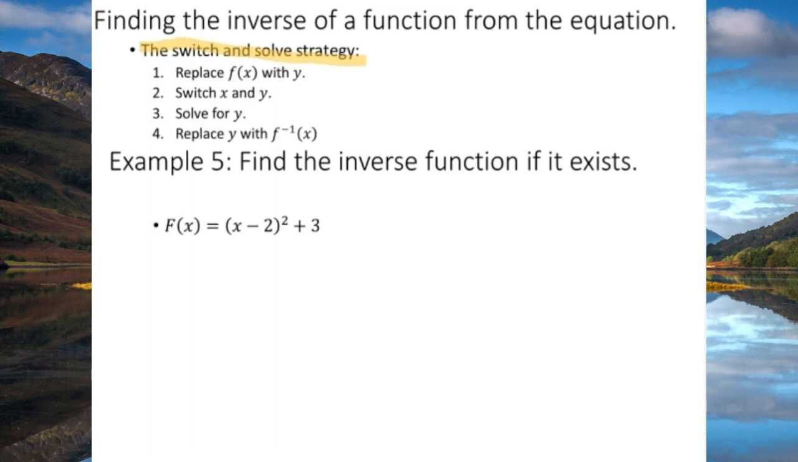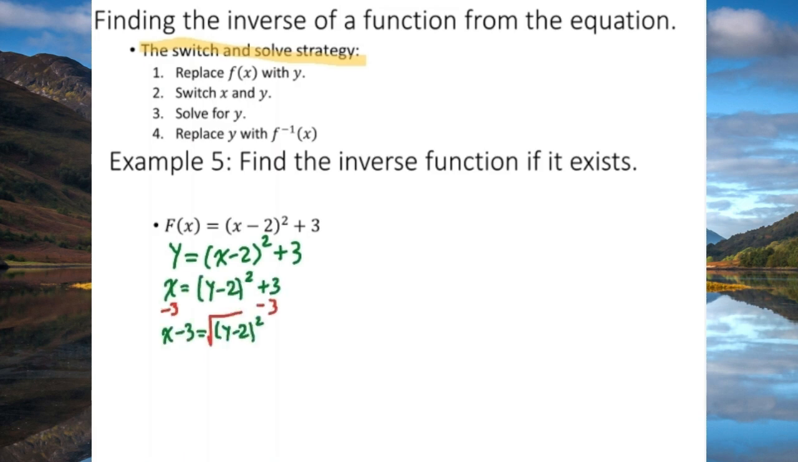And next, we're going to find the inverse function, if it exists, of f of x equals x minus 2 squared plus 3. Still following the switch and solve strategy, replace the f of x with y. Now switch the x's and y's. Now we can solve for y. Start by subtracting 3. Now we need to take the square root of both sides.